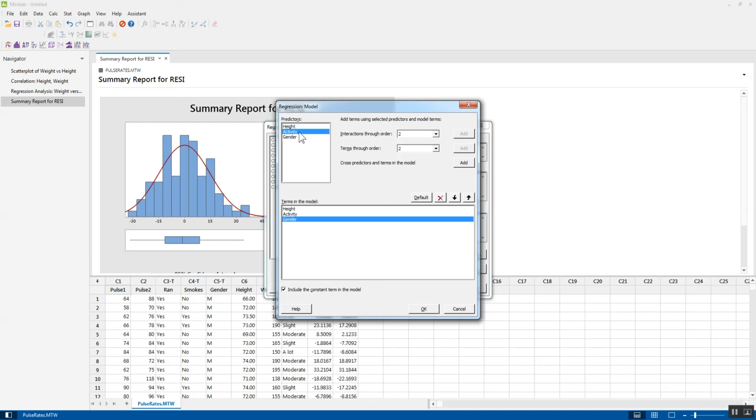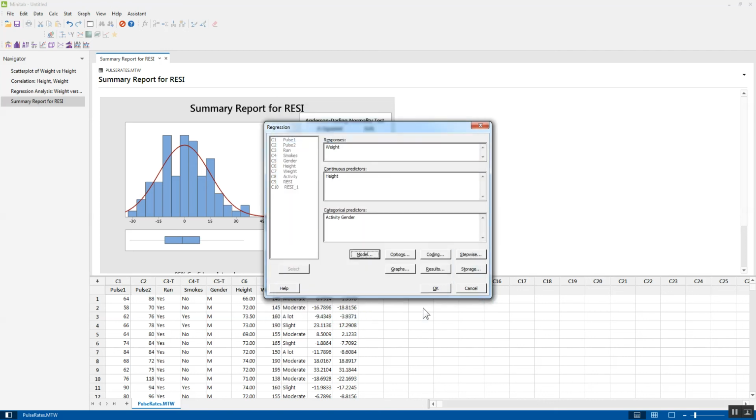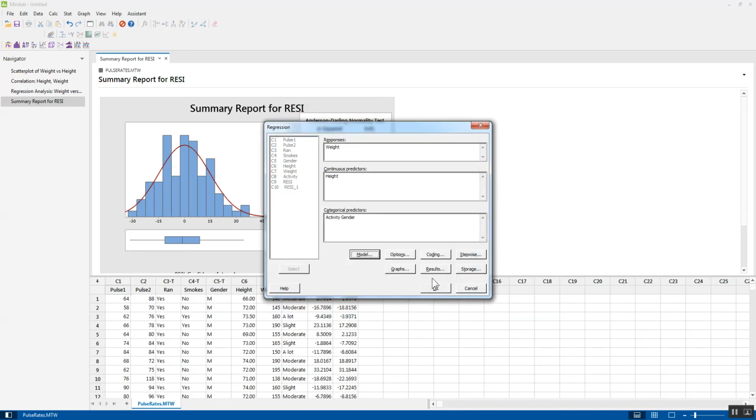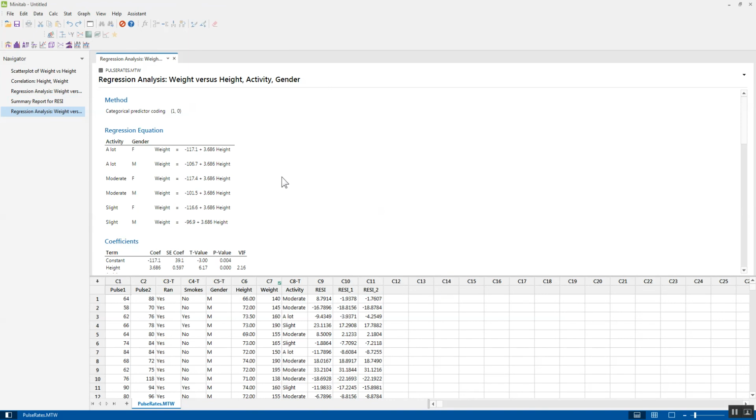I just need to be highlighting activity and gender. So this is then telling me that it could be that any relationship between height and weight is different across activity levels and genders, as well as activity levels on their own and gender on their own. Getting quite complicated. I put those in as categorical predictors, and I can add the interaction terms if I'm interested as well. And then I click OK. And I get a much more complicated regression output.